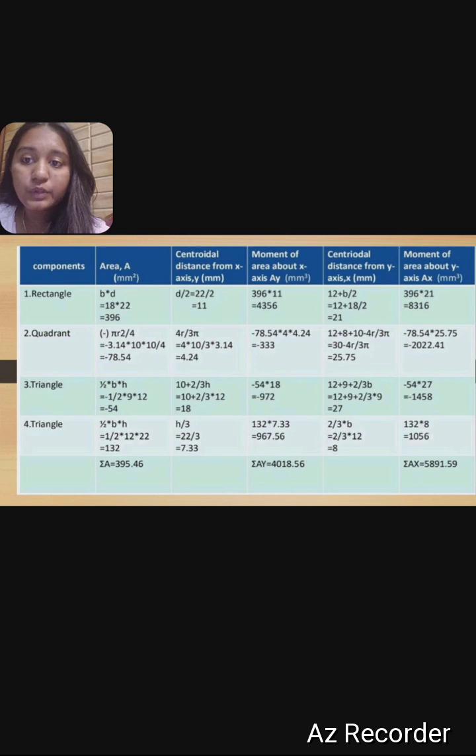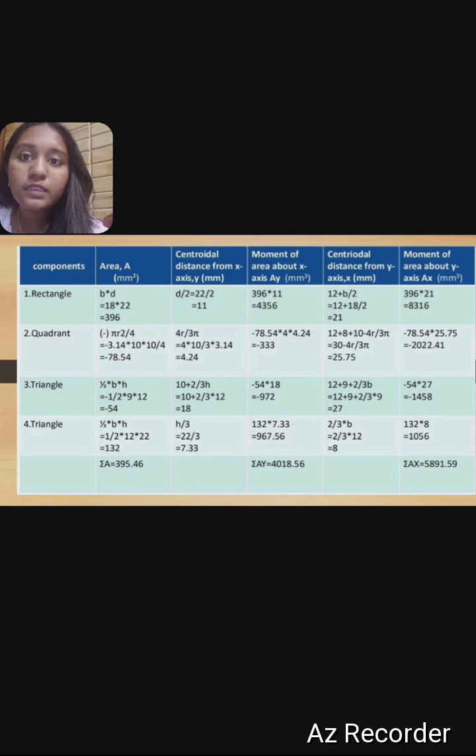And for the fourth component, again a triangle, I have taken half into base into height, that is half into 12 into 22. That gives you 132. And the area which we have now found, that is the summation of A: if we add all the 4 components' areas, we get the summation of A, and that is 395.46.